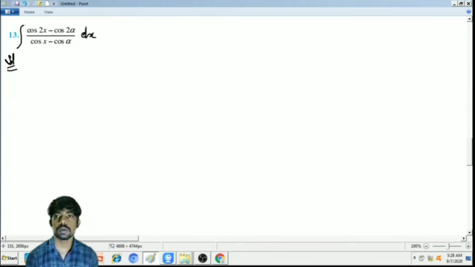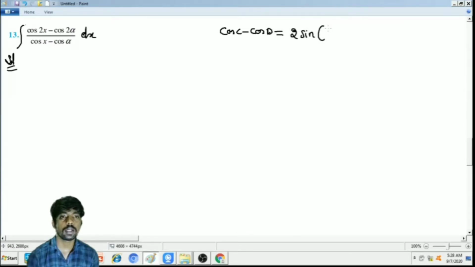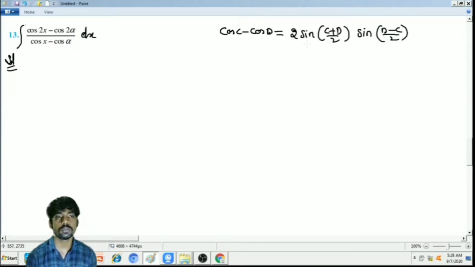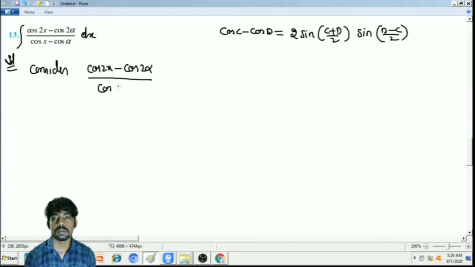Here we have integration of (cos 2x minus cos 2 alpha) by (cos x minus cos alpha). Use the cos c minus cos d formula. Cos c minus cos d formula is 2 sin (c plus d) by 2 sin (d minus c) by 2. So use this formula for the numerator and denominator. First consider cos 2x minus cos 2 alpha by cos x minus cos alpha. So I am applying this.